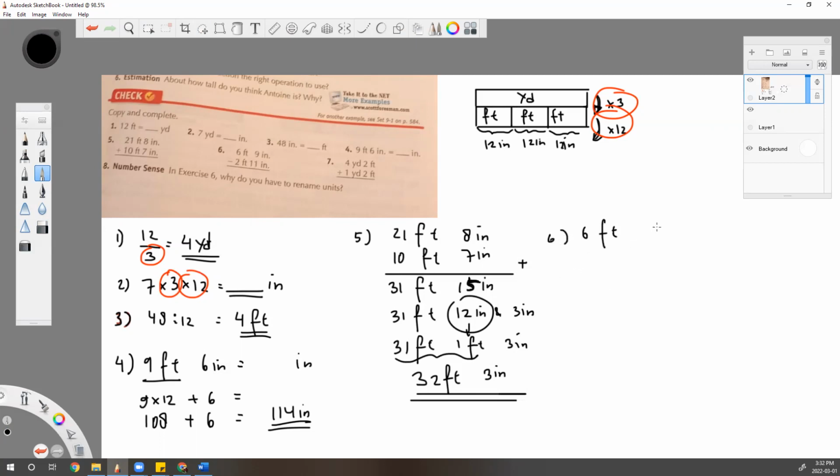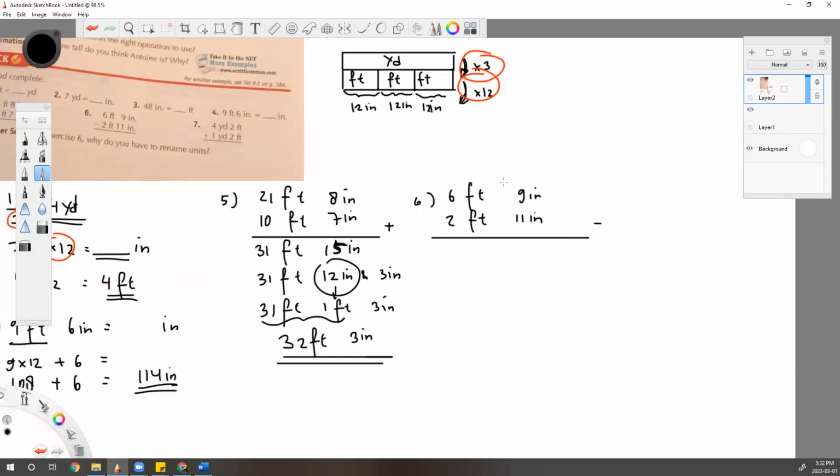No. Okay, now we go to number 6. 6 feet and 9 inch, you subtract with 2 feet and 11 inch. So if you do the subtraction like this, 9 cannot be subtracted by 11. So you need to borrow, or you need to exchange 1 foot into inches to this part. You know that 1 foot is 12 inch. So you cross this, 5 feet, you plus 1 foot in inches, so plus 12 inches.